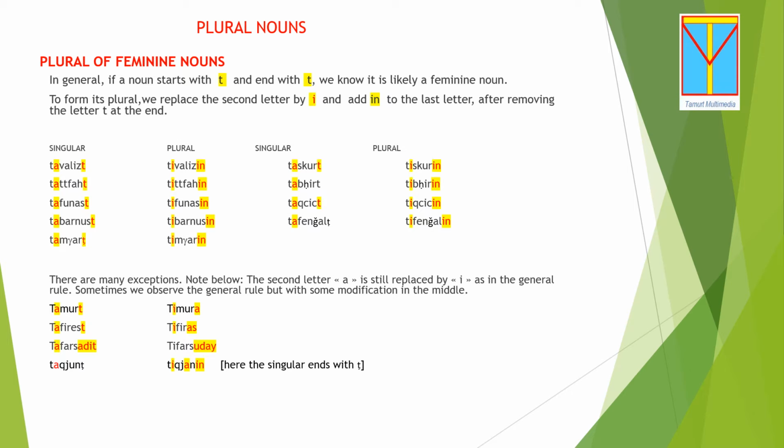Plural nouns, plural of feminine nouns. In general, if a noun starts with a T and ends with a T, we know it is likely a feminine noun. To form its plural, we replace the second letter by I and add in to the last letter after removing the letter T at the end. For example, singular thavalist, plural thivalizin.